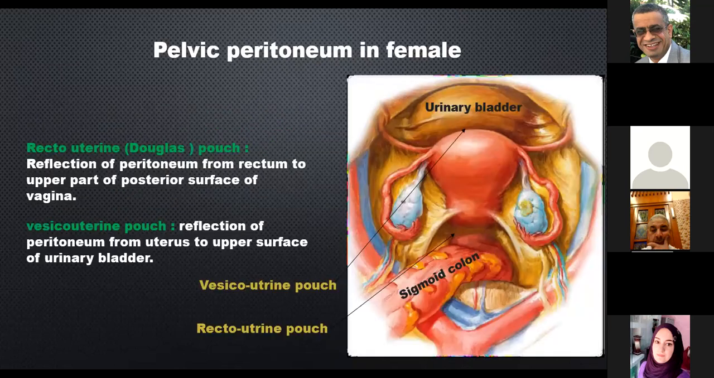Pelvic peritoneum in the female. There is a pelvic peritoneal reflection in the female, which includes the recto-uterine pouch of Douglas or cul-de-sac, which is the reflection of peritoneum from the rectum to the upper part of the posterior surface of the vagina, while the vesico-uterine pouch is the reflection of peritoneum from the uterus to the upper surface of the urinary bladder.